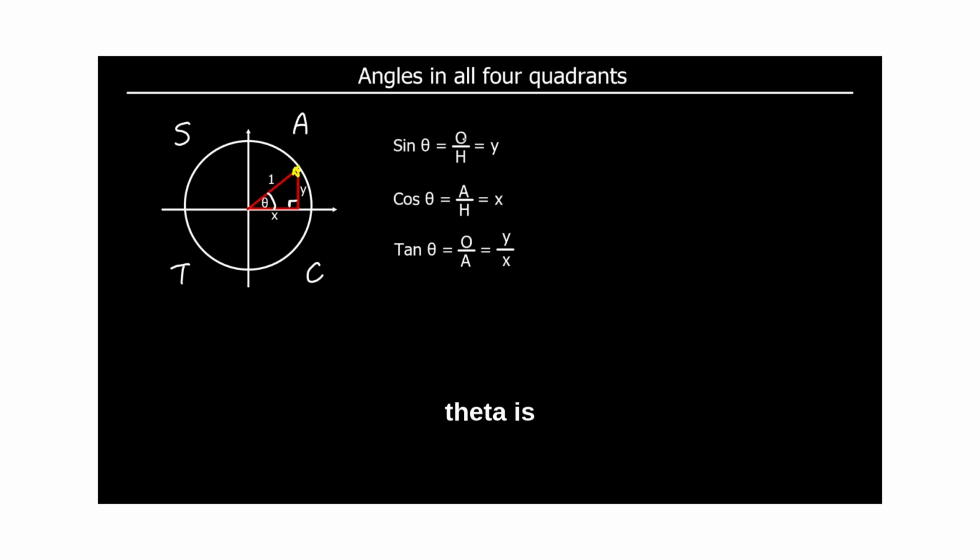Sine theta is opposite over hypotenuse. The hypotenuse is 1 again, so it's just the opposite, and that is just the y coordinate. So as we rotate around this circle, sine theta is the y coordinate, cos theta is the x coordinate, and tan theta is the opposite over adjacent, the y over x.